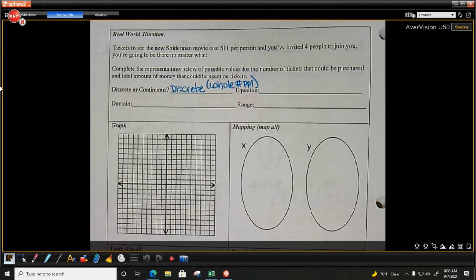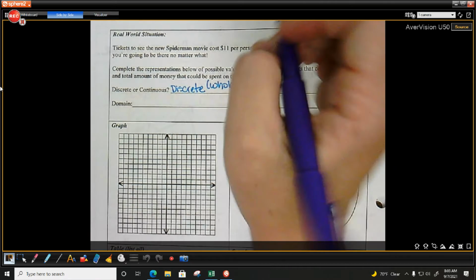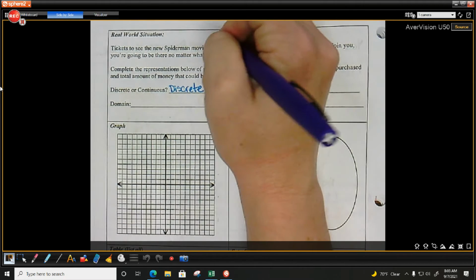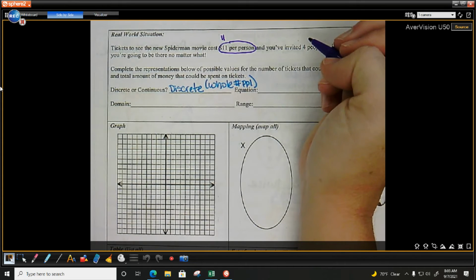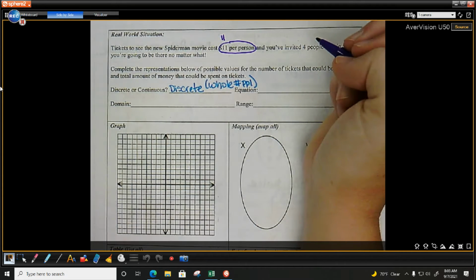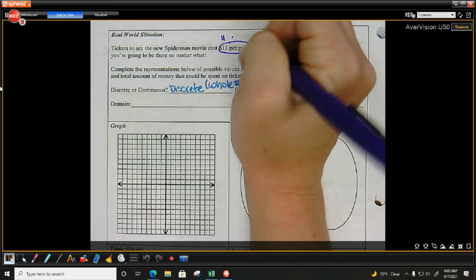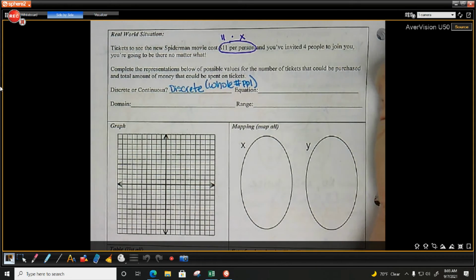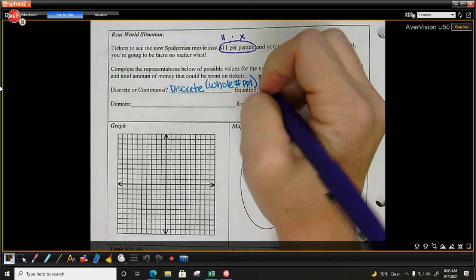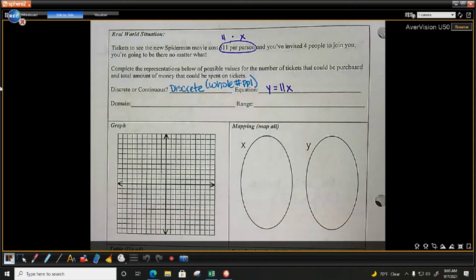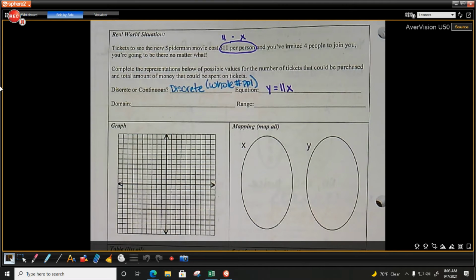Okay, next we're going to write our equation because you need your equation to be able to do your domain and range. Okay, it says it costs $11 per person. So 11, what is per mean in math? Add, subtract, multiply, divide, equals. Multiply per person. So 11 times x, so 11x. So our equation is going to be the cost equals $11 times the number of people that come. So y equals 11x.